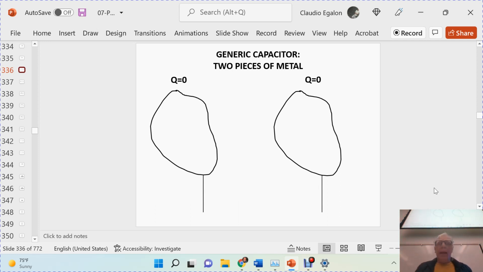There is another way to increase the potential energy of a capacitor. Remember, that's the definition of a capacitor, right? Two pieces of metal. They are initially discharged. This is exactly what happens in real life, okay? And they are also fixed in place. It's very important that they're fixed in place.